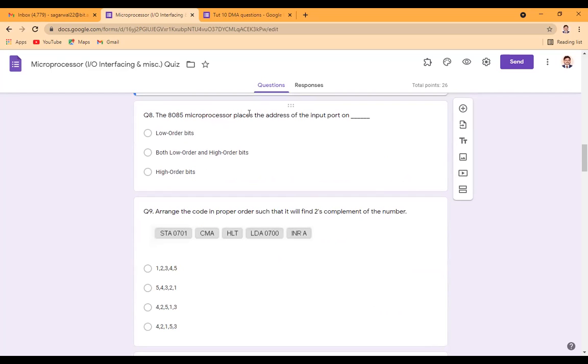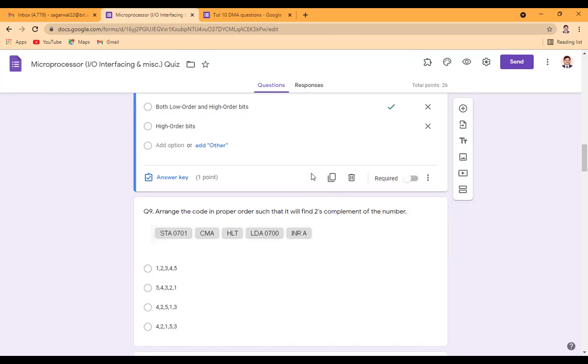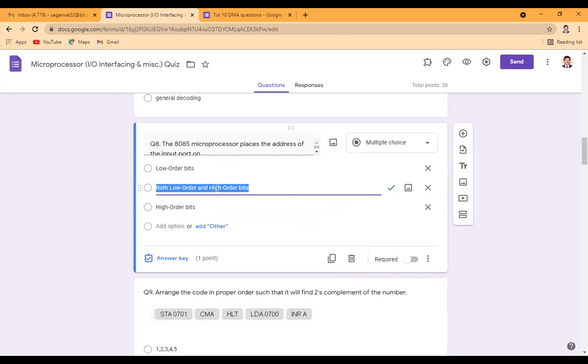The 8085 microprocessor places the address of the input port on which bus? Whether it is the lower order bus, the higher order bus, or both lower order and higher order. The correct answer is both lower order and higher order. Whatever address we have to send, either for the input port or for the output port, it is placed on both the lower order and the higher order bits.